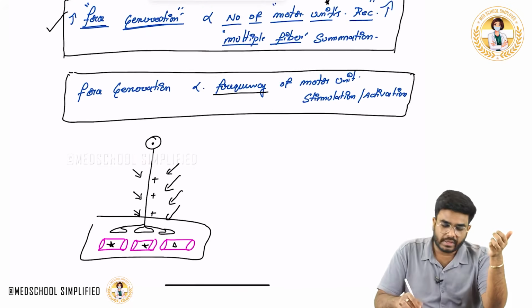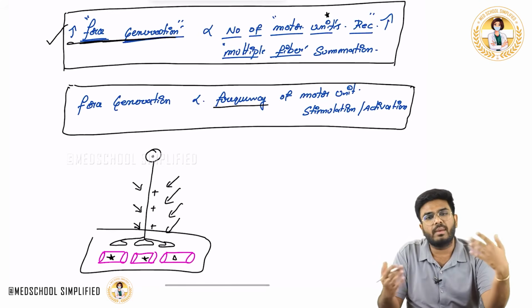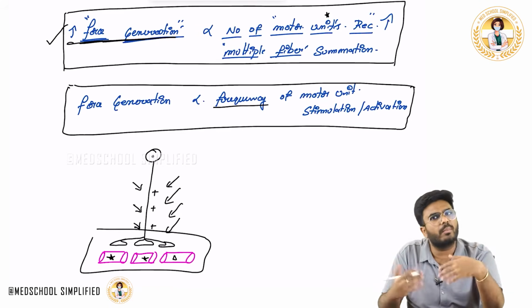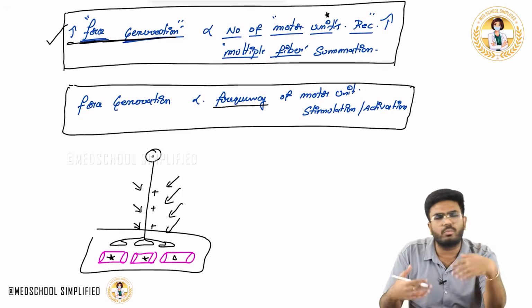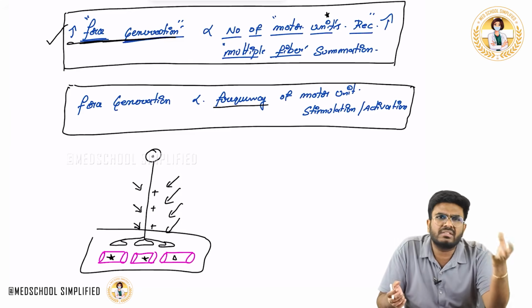Okay, 100 milliseconds. So this is something normal, but what I have to explain to you is this one. You already know this: the force generation is directly proportional to the number of motor units. The more the number of motor units, the more muscle fibers will be contracted, so more force will be generated. That is a simple thing. Even a class 10 student can understand.